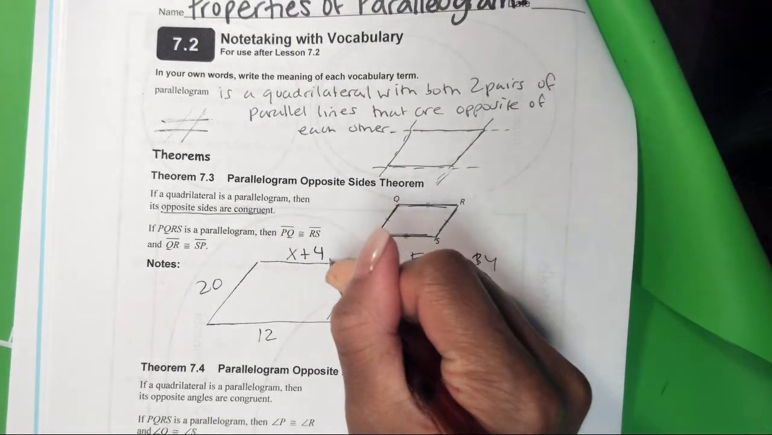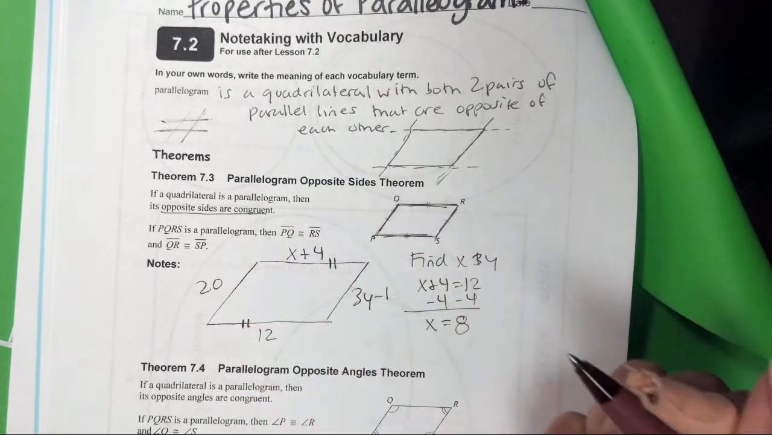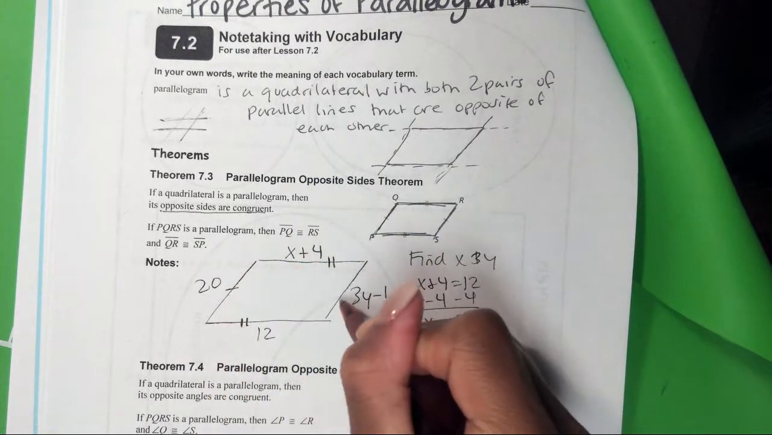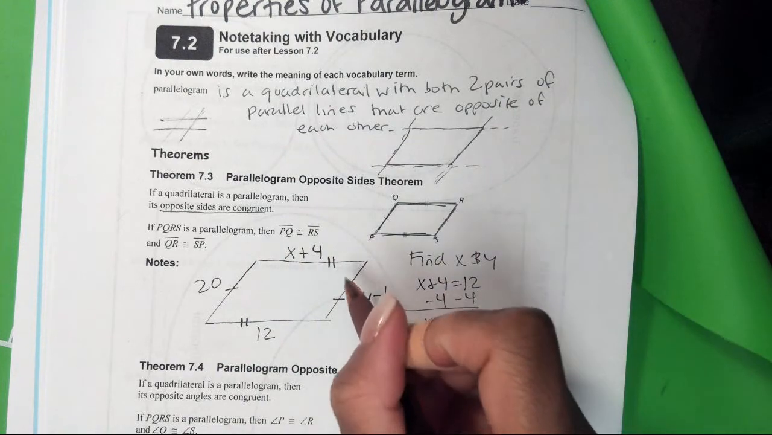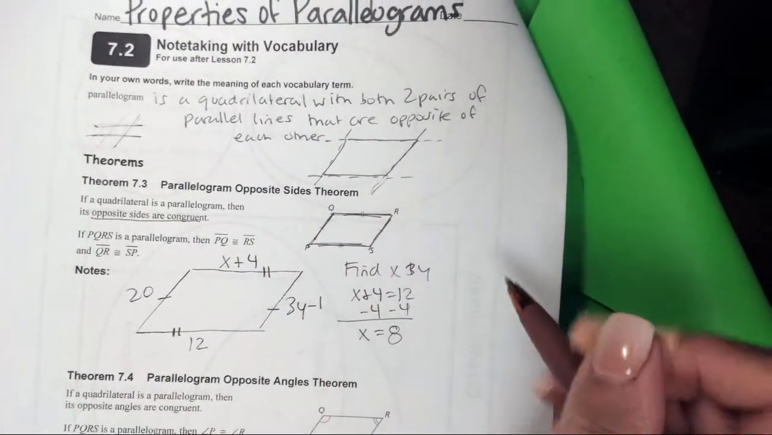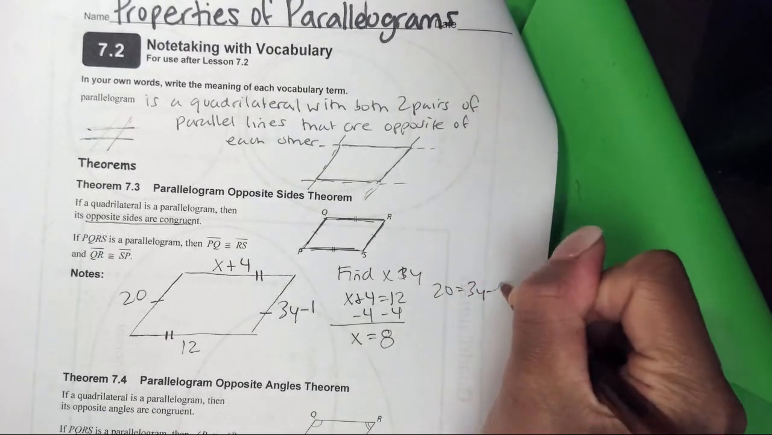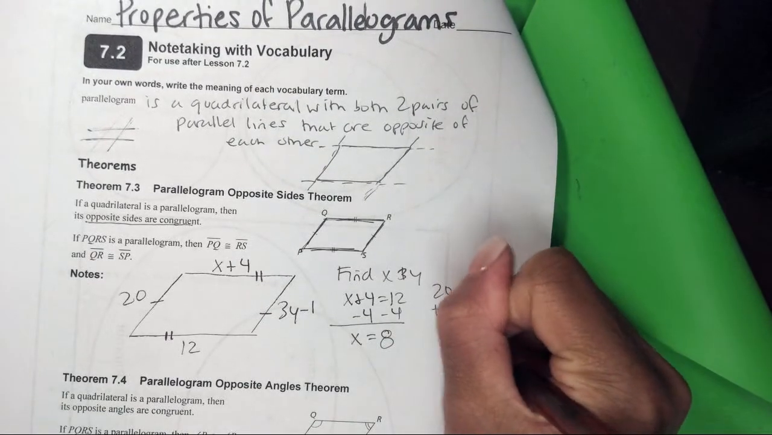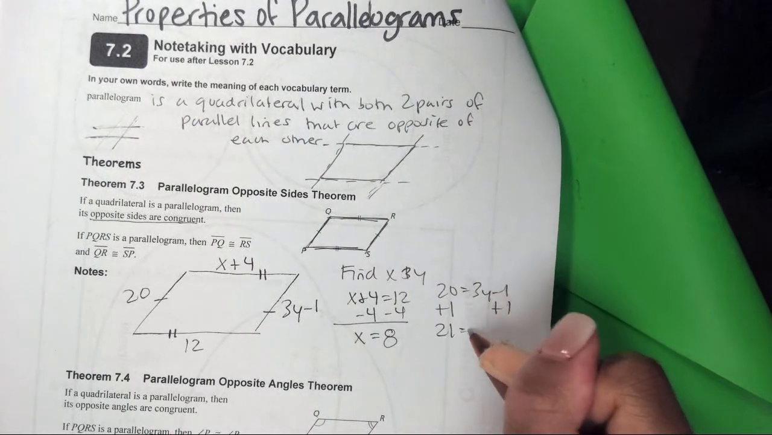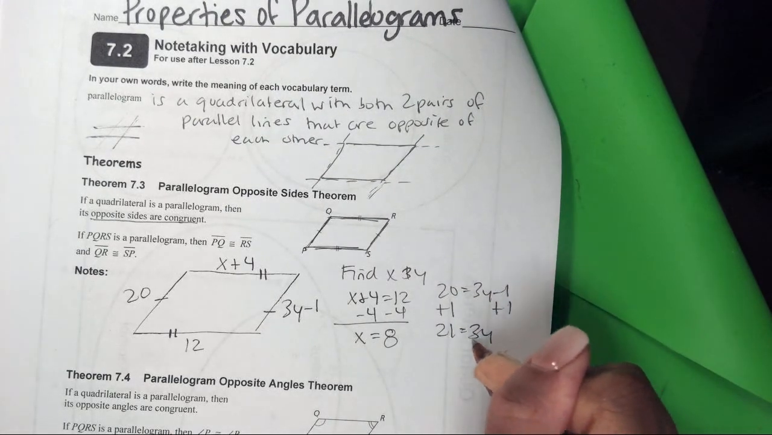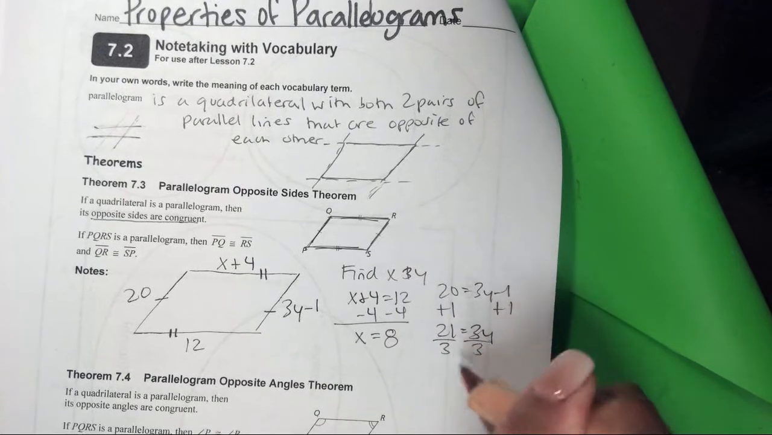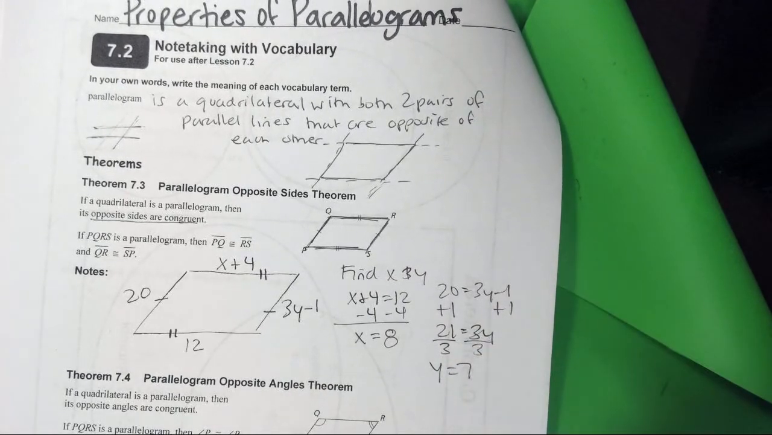Okay, so note that these two are congruent to each other. So that means our sides are also congruent to each other. So if I want to find y, I'm going to set my opposite sides equal to each other because they're parallel. So I have 20 equals 3y minus 1. Going to add 1 to both sides, so I have 21 equals 3y. And when I divide by 3, 21 divided by 3 is 7. So y equals 7. So those are your examples for parallelogram opposite sides theorem.